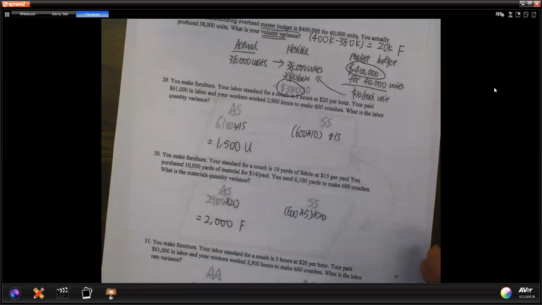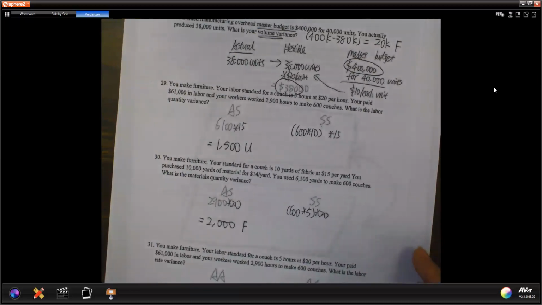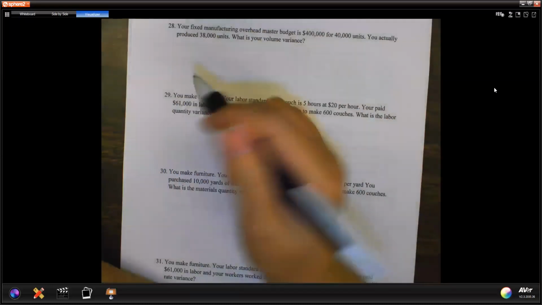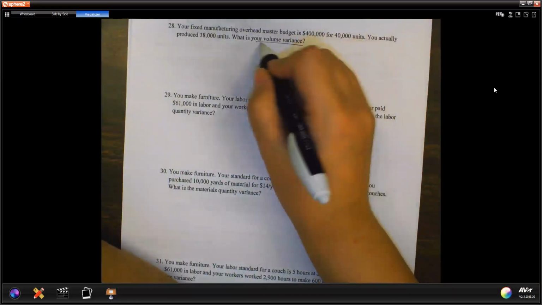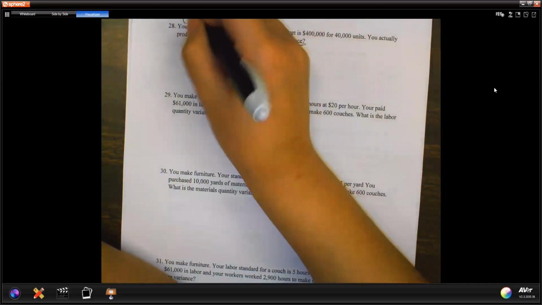I'm not going to do it because it's just everything is a calculation. Maybe I need to do it. Okay, the first one, I'll do it. Question 28. So volume variance. This is chapter 10 actually.